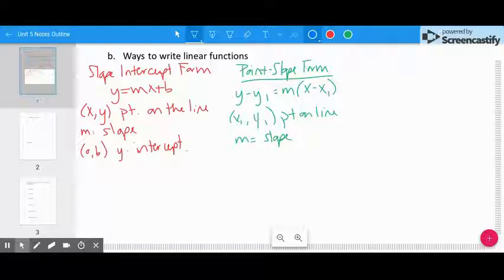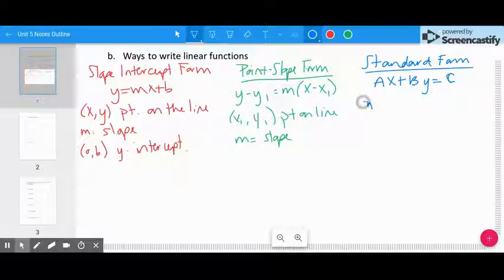The last one is standard form, which is also known as general form. And that's the one that's ax plus by equals c. The thing to get out of this, because we don't see it directly as we do in the other two forms, is that our slope is equal to the opposite of a over b. So we just take a and b, divide them, and then we take the opposite of it. Again, things to keep in mind for this form, x, y lies on the line, is a point on the line.